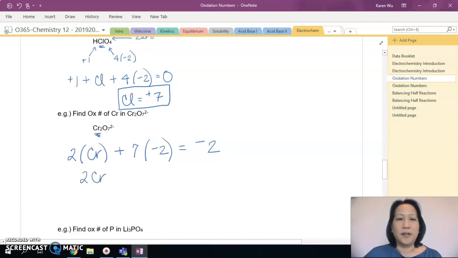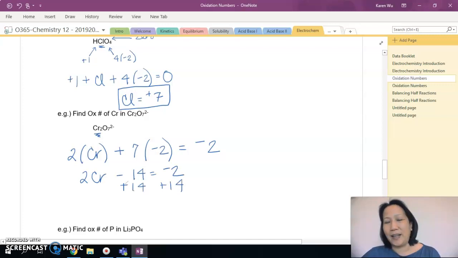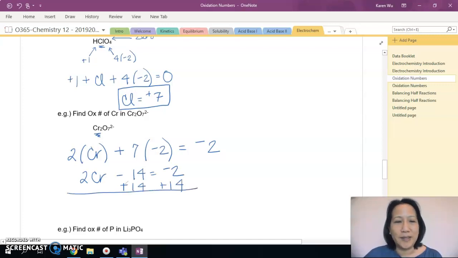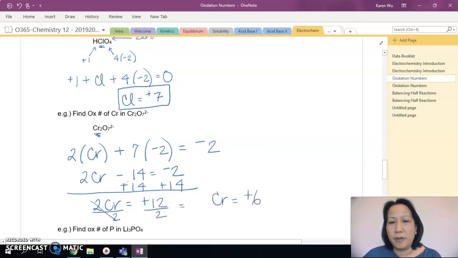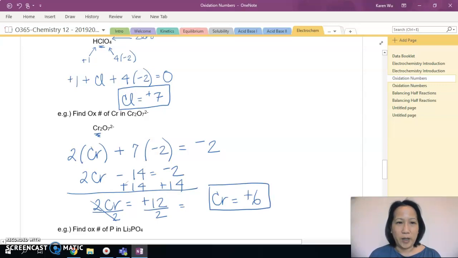All right, let's not skip steps this time, Miss Wu, you know. Okay, let's add 14 to both sides so that I can have all the numbers, right, on one side. So 2 chromiums is equal to positive 12. So then let's divide by 2. So the charge of chromium is a plus 6. All right. There we go. Let me just double check. Plus 12. Negative 14. Yeah.